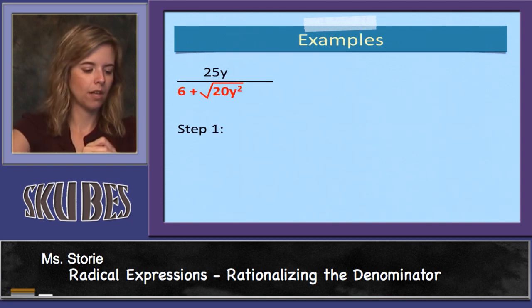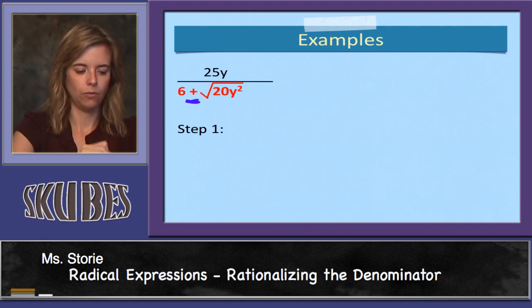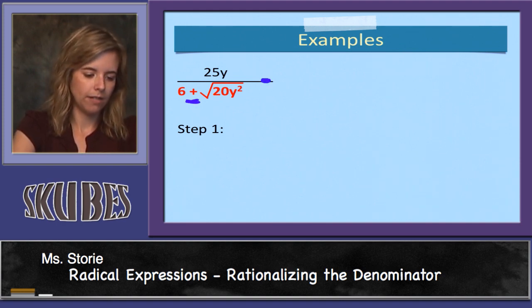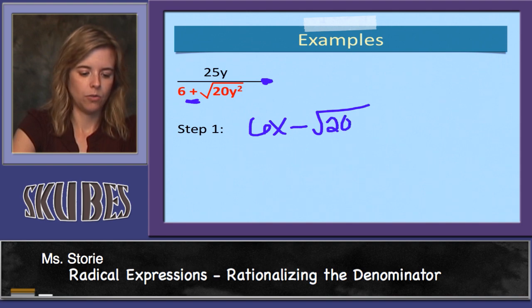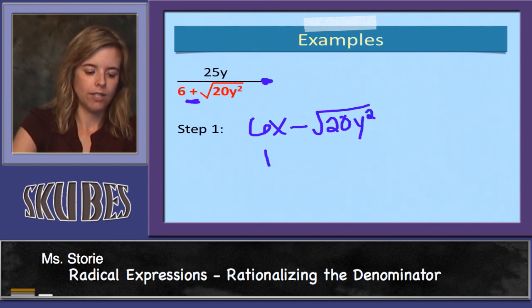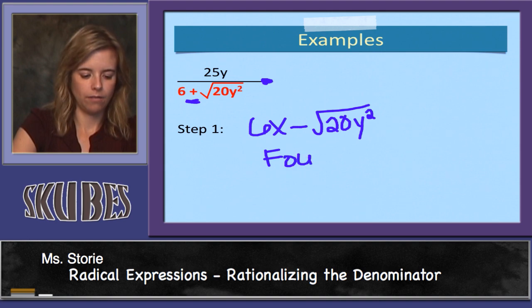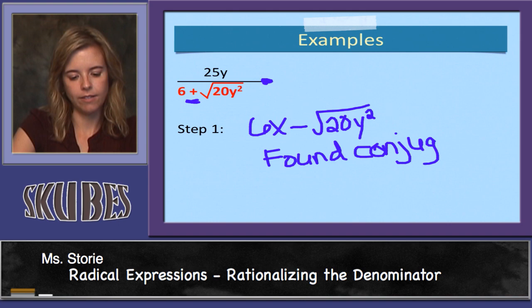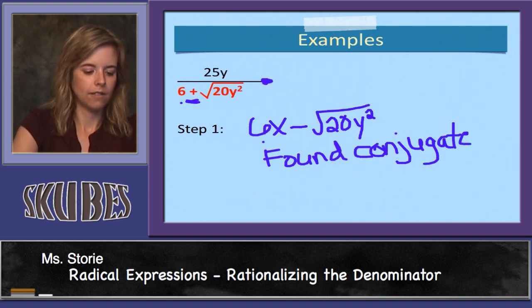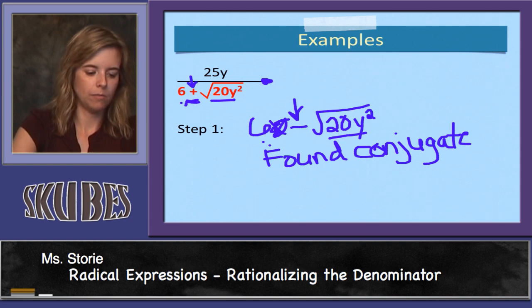Let's try another one. We have 6x plus radical 20y squared. That means that we have to multiply it by 6x minus radical 20y squared. I just found my conjugate. Remember, the conjugate means that you have the exact same terms but different signs. Same 6, same radical 20y squared, and the only thing that's different is you've got a plus and a minus.